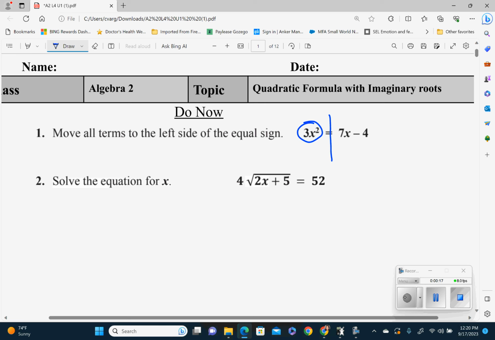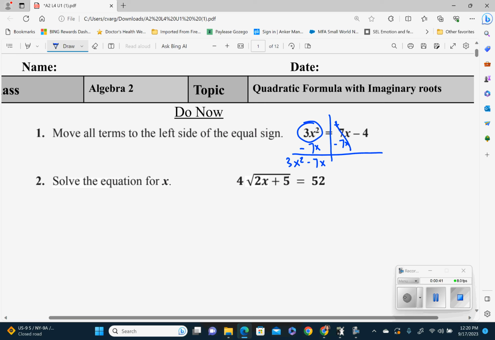So from algebra 1, if there's no symbol in front of the 7x, there's an imaginary plus. So to move something over to the other side, you do the opposite, which is minus 7x. So minus 7x, okay? So now we're going to have 3x squared. Let me move this over here. So we're going to have 3x squared minus 7x.